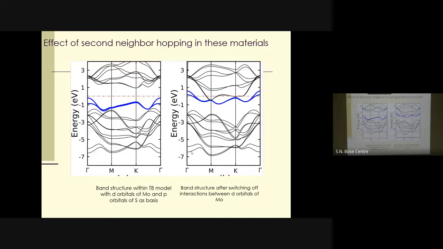In my model, I can selectively switch off whatever interactions I want. So what we've done over here is that this is the band structure which one had earlier, for the bilayer. And what we did over here was we just switched off the second neighbor interactions. This is my Fermi level, and this is my highest occupied band over here. And you can see immediately that you don't have a semiconducting state in the system. What you have is it's becoming metallic, essentially meaning that there is a deviation from the simple ionic picture.